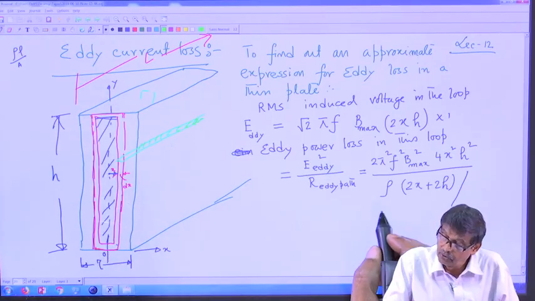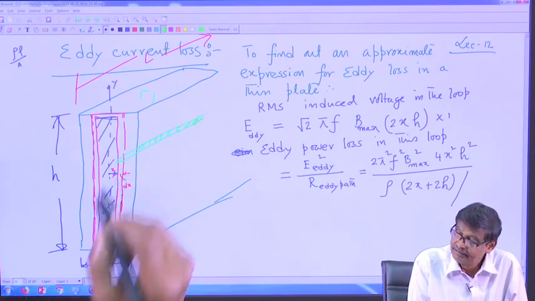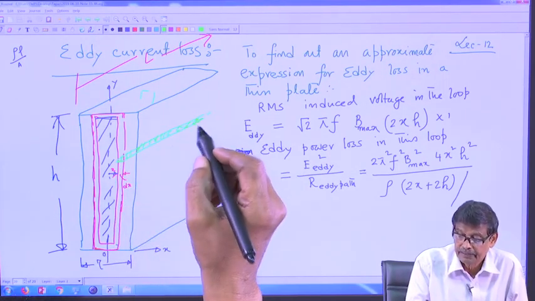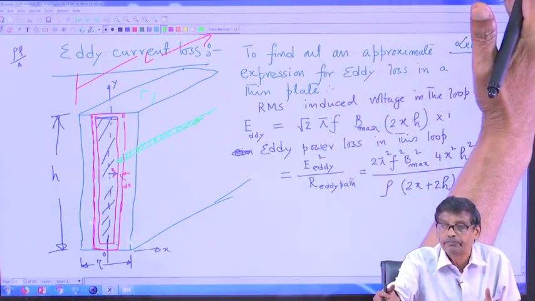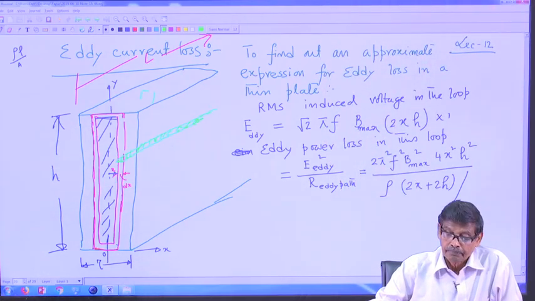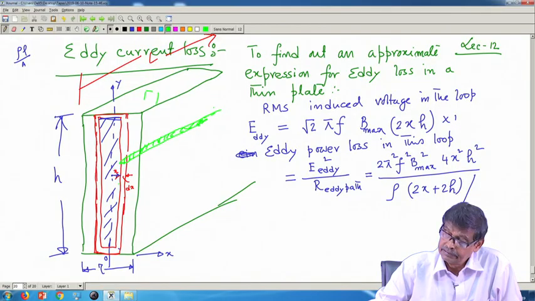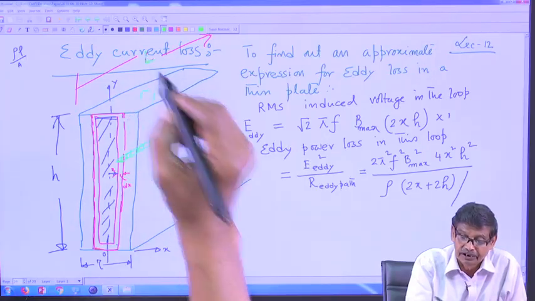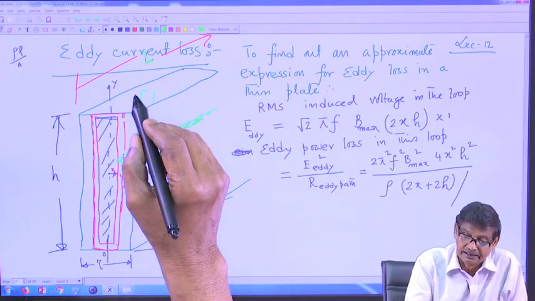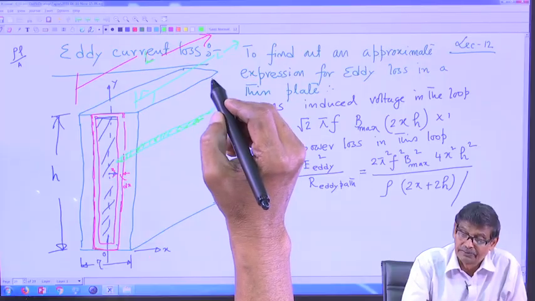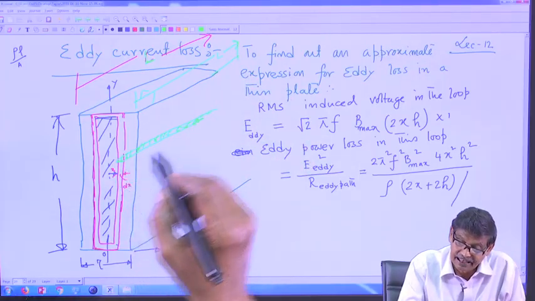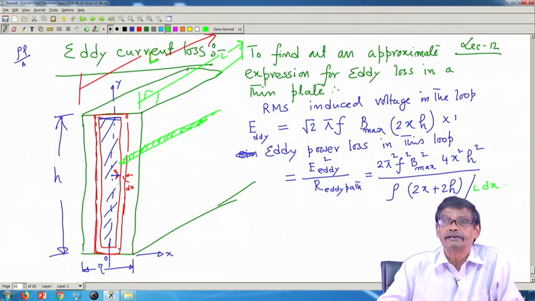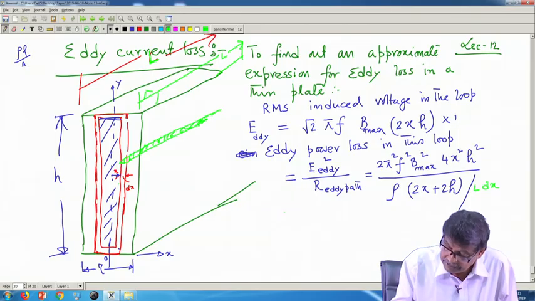Got the point? So, rho L by area will be then the area of this rectangle. What is the length of this rectangle? The length of this iron piece. If I call this length L, which I wrote earlier, up to whatever distance it goes, then this is L into dx. This is the cross sectional area. Therefore, this is the thing.